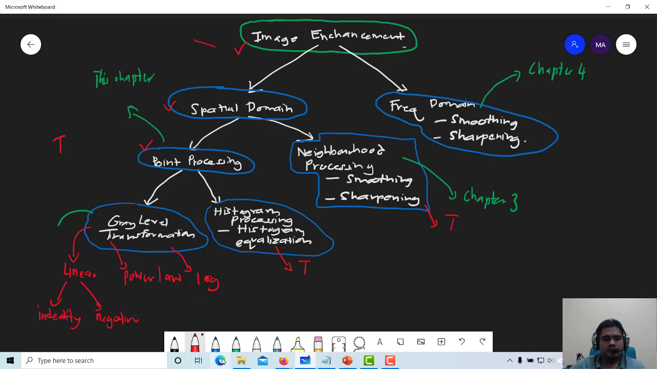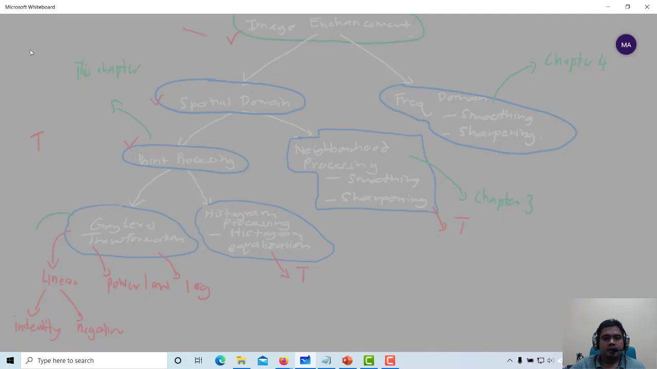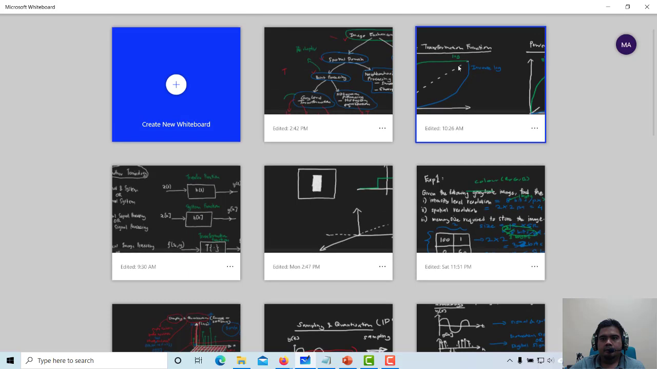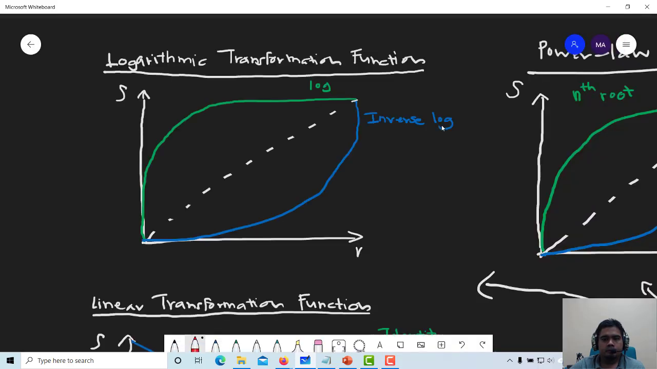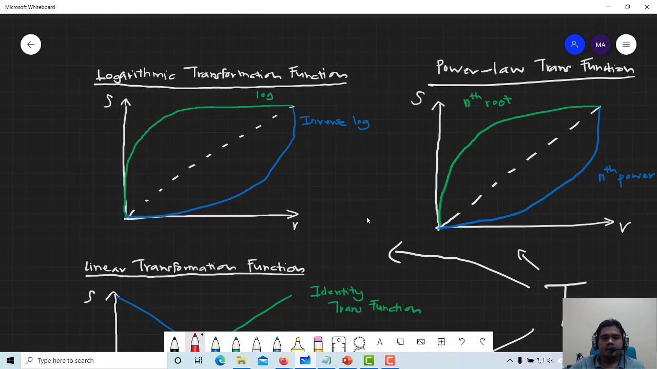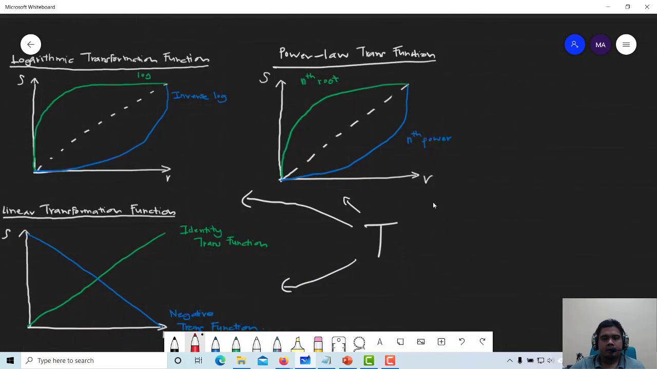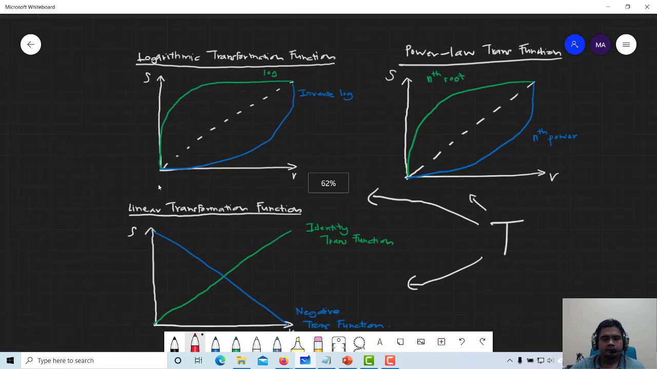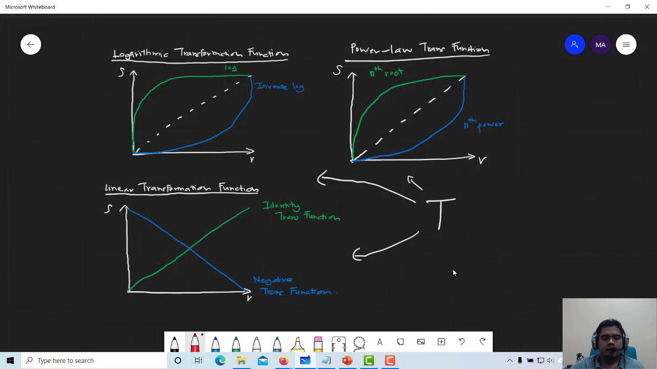Now let's get back to our chapters. We already discussed the negative image transformation function. I just draw the things involved there on this whiteboard. This is the three basic transformation functions in point processing: you have logarithmic, you have power law, and you have linear transformation function. I skipped discussing the identity transformation function, because if we write the equation for the negative transformation function, S equals T of R, and S should be equal to L minus 1 minus R. That is a negative transformation function.